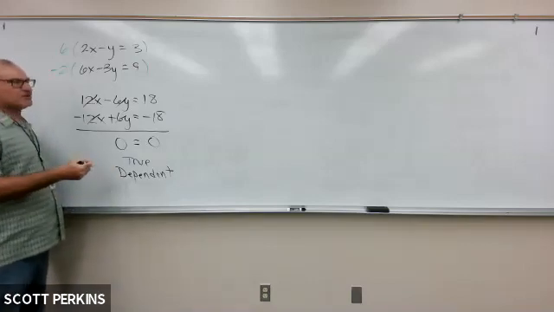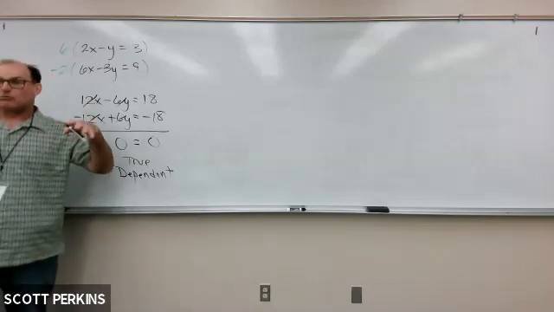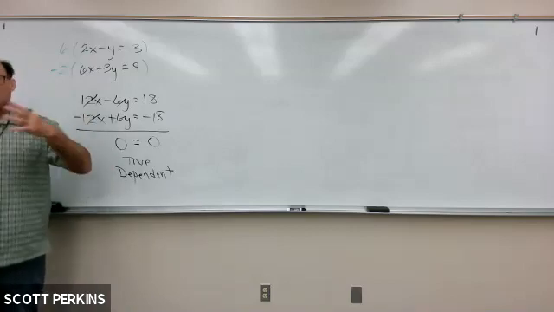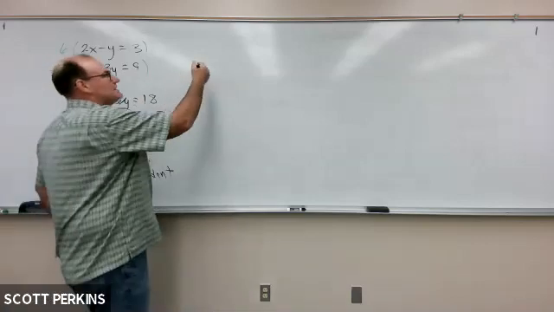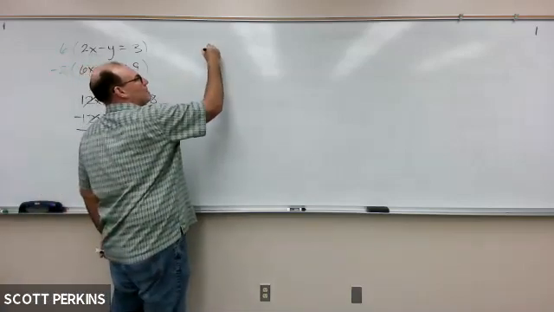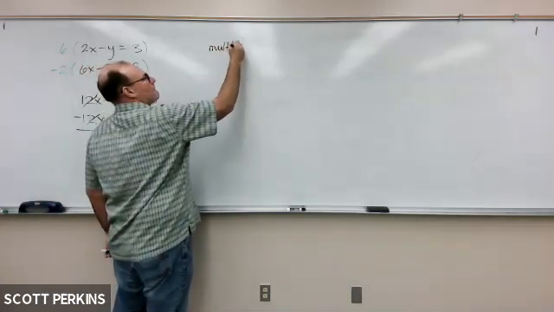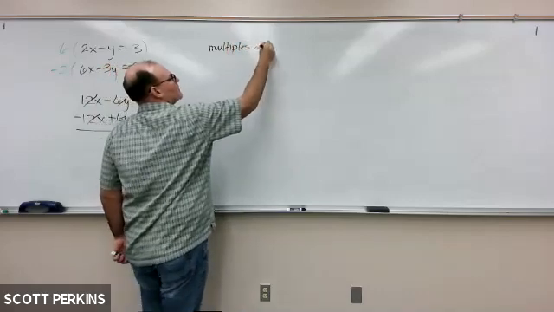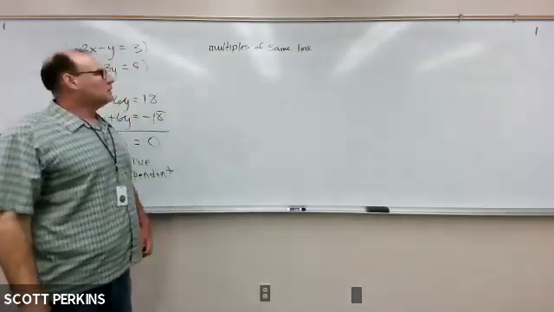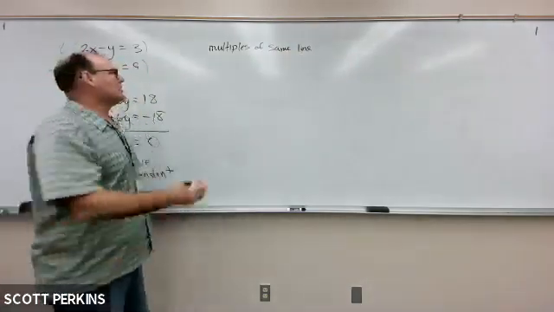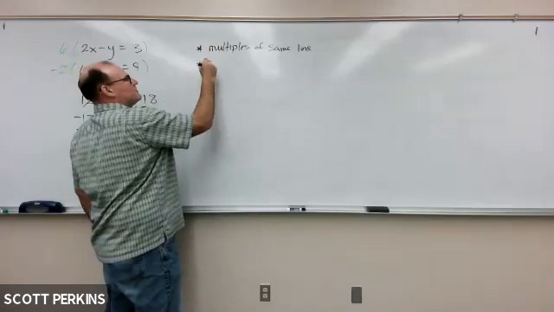So I'm going to just make these little notes so that when you're reading through your notes and do your homework, it maybe jogs your memory about what we've been doing. Dependent system, what that means is we have multiples of the same line. So as far as my picture, that means they intersect everywhere.